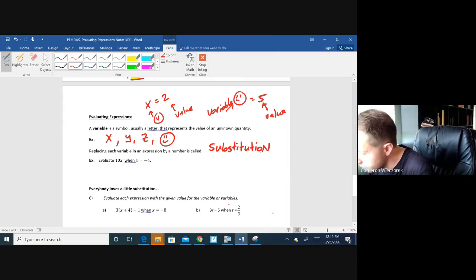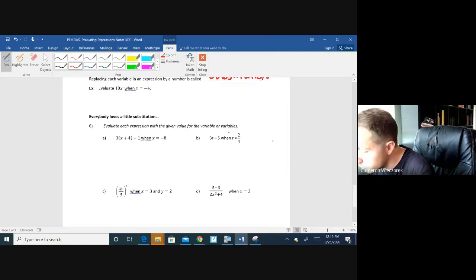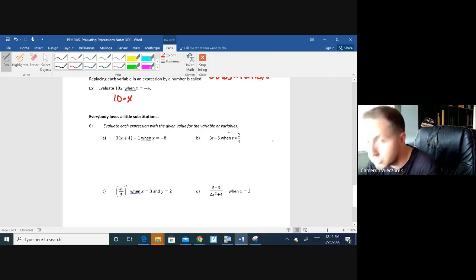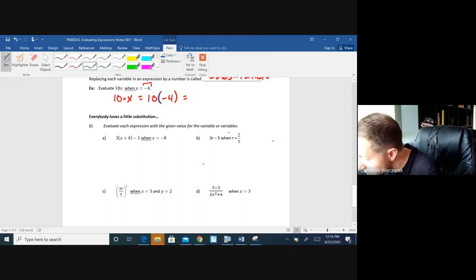So for example, if I want to evaluate 10x when x is equal to -4, all I'm going to do is replace x with the number -4, and do the operation. Whenever you see a number next to a variable, it's assumed that they're being multiplied. So this is like 10 times x. You just don't see the dot. It's not necessary to write it. X got tired. Who's going in? -4. So this would be 10 times -4. And usually we substitute with a set of parentheses. So I'm substituting in -4. And then I'd use PEMDAS to evaluate. 10 times -4 would be -40.